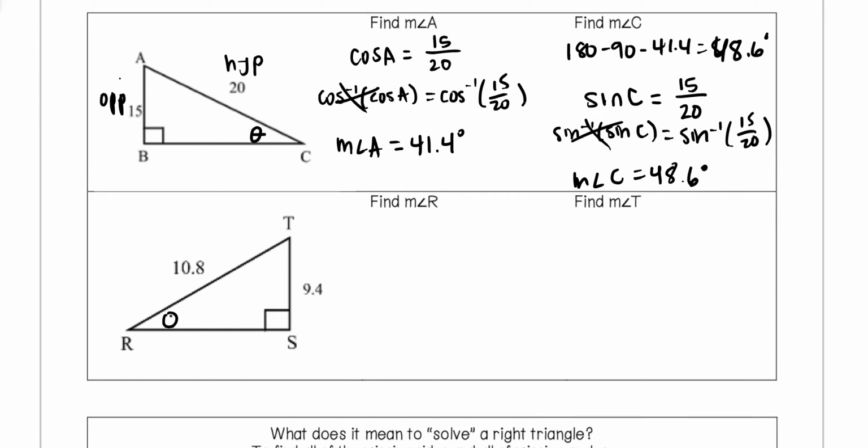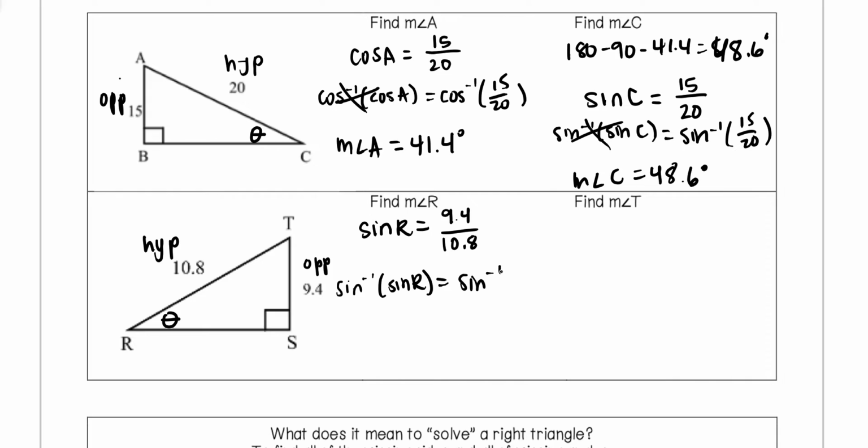Then I'm going to find the measure of angle R and T in this next triangle. So again, I'll start by labeling my theta. 10.8 is the hypotenuse, and in this case, our 9.4 will be the opposite. So to find r, I'm going to have to use the sine function. The sine of r will be your opposite 9.4 over your hypotenuse 10.8. We'll take the inverse sine of both sides of this, and we'll say that the inverse sine of 9.4 divided by 10.8 will get us the measure of angle r equaling 60.5 degrees.